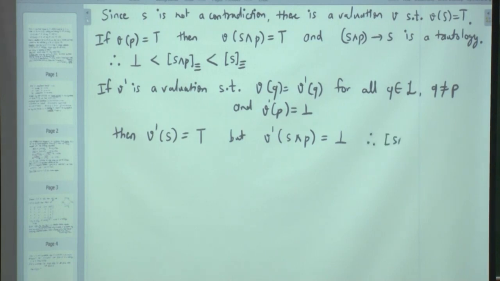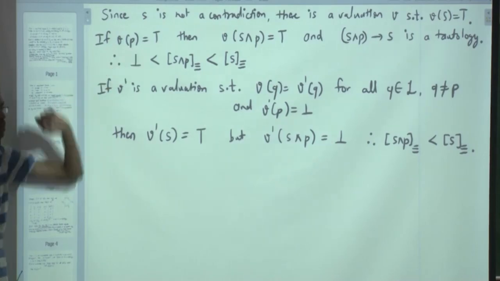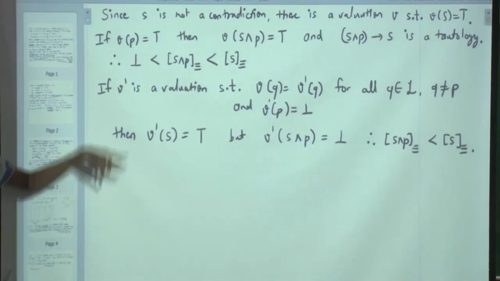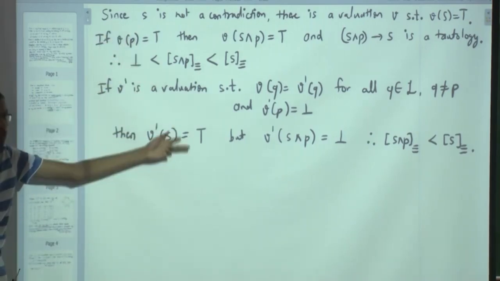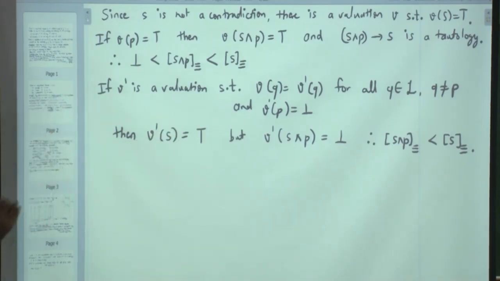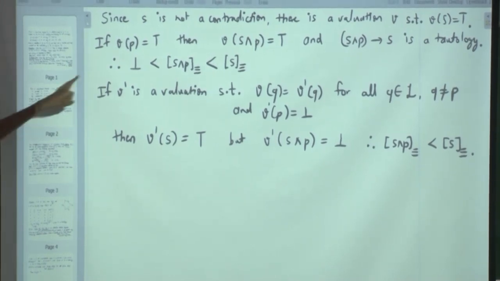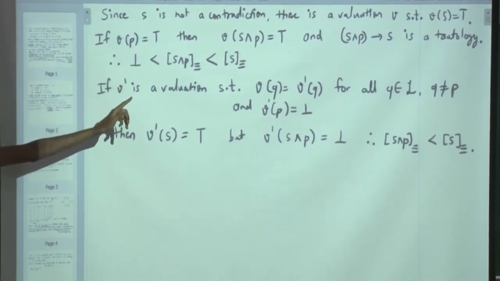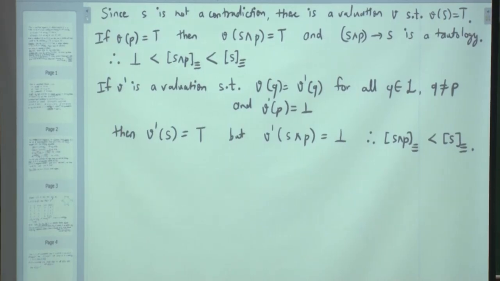And therefore the class of S conjunction P is strictly smaller than the class of S. One last sentence: this argument worked because V of P was true. If V of P is false, then you instead use V prime to argue and you swap the roles of V and V prime, and the same argument will work. V was chosen because V of S is true.